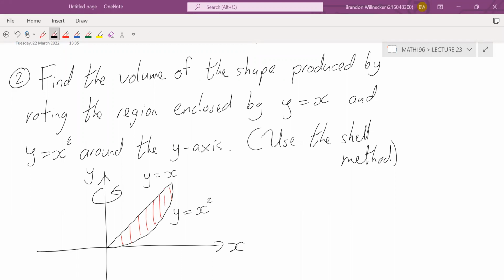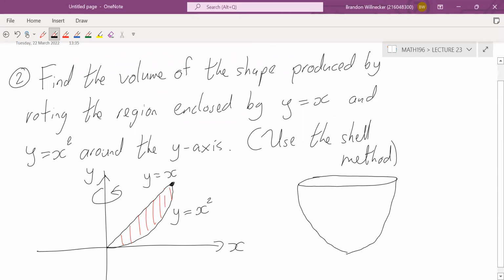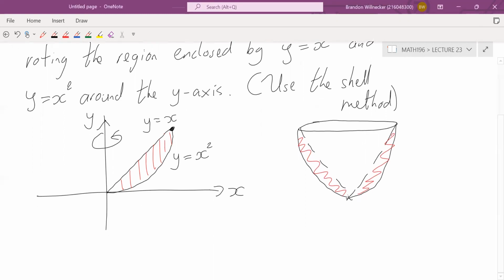Okay, so let's just do a quick sketch of what this looks like in 3D. So we're going to have a circular top, from this point being rotated around, and then a parabolic bottom like that. And then on the inside, the walls are straight lines going down. Okay, and then this is the solid part of the 3D shape. Of course, it is empty on the inside. So we know all of that from when we did the washer method. But now we want to use the shell method.